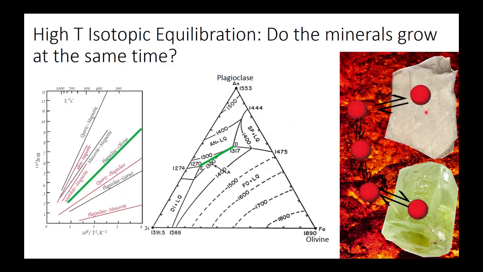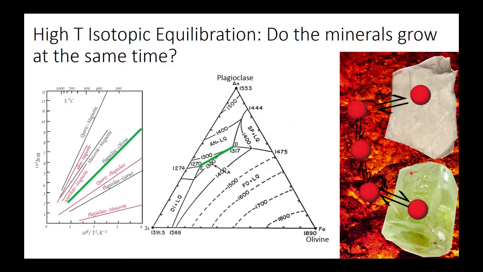So for high temperature oxygen isotopes, or high temperature isotope thermometry, not only do we have to think about the isotopes in equilibrium, but more specifically we need to think about, did those two minerals crystallize at the same time? Because if they're crystallizing at the same time, then the elements can partition from the fluid into the different crystals as if they were in equilibrium and able to exchange.